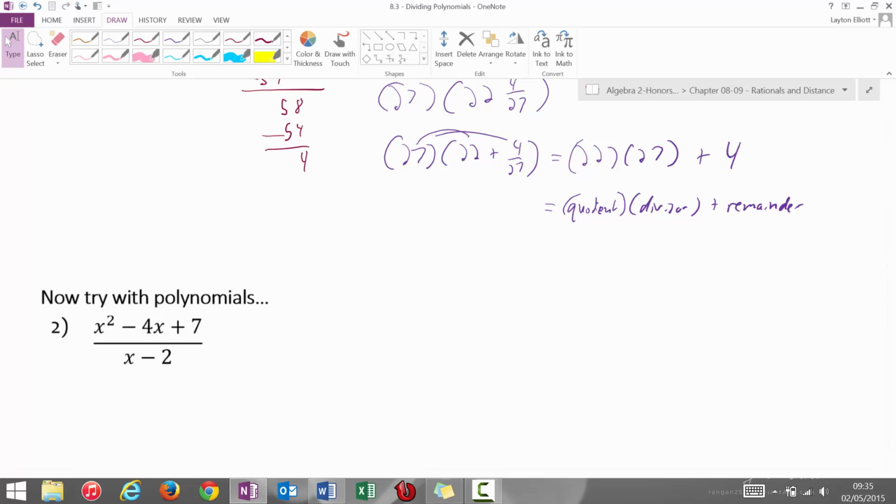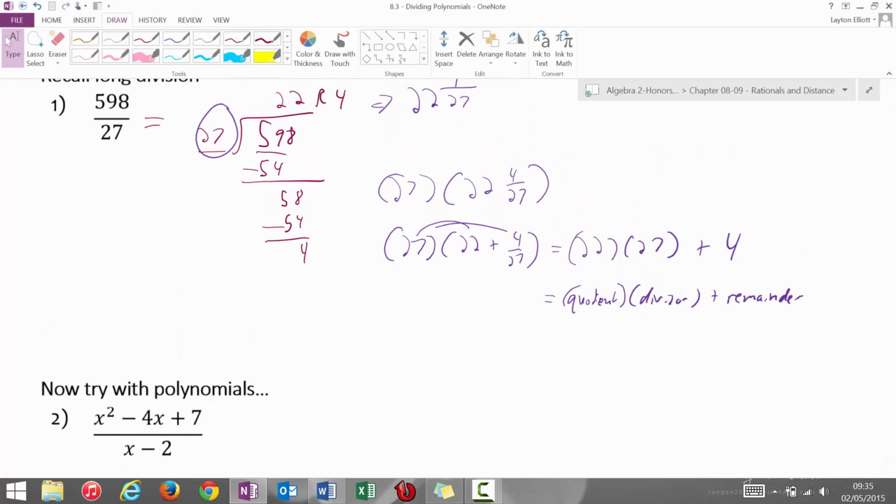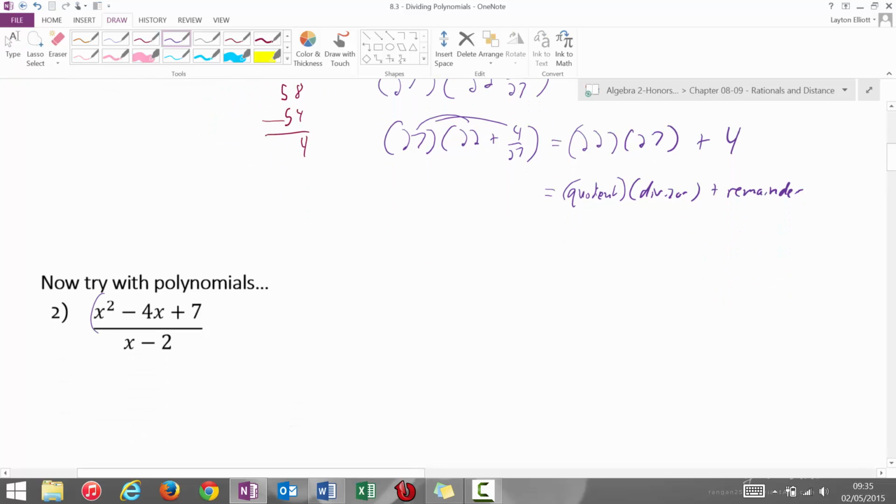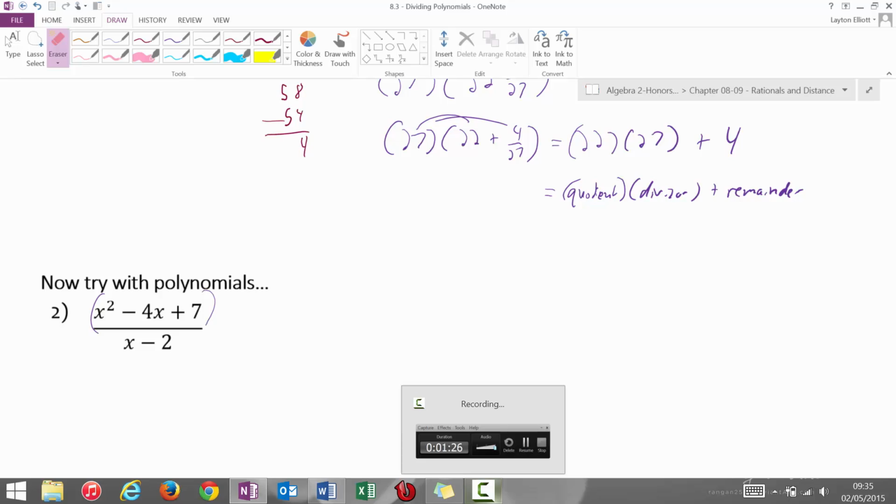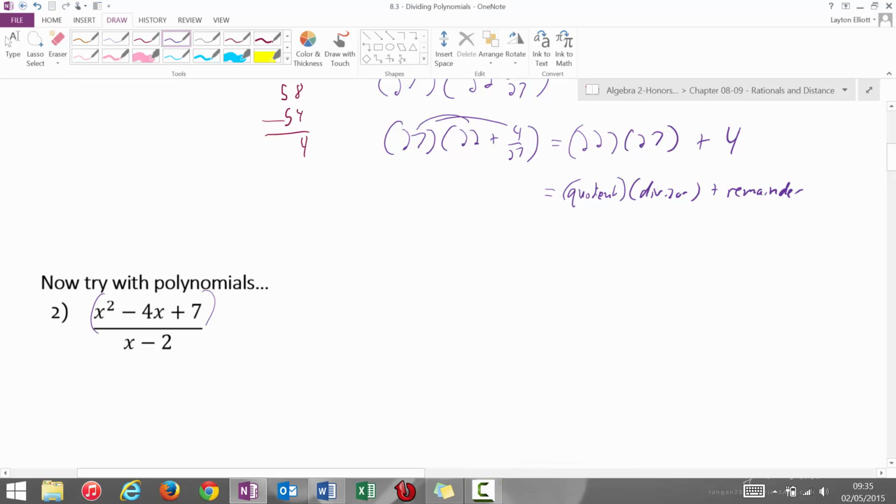Now let's do polynomials. We're going to do the same exact thing, but with polynomials. When I look at this one, this 2 does not factor into anything, and especially does not factor into something with an x minus 2. But I can still divide it and express this differently. So what I'm going to do is say x minus 2 is my divisor, and x to the second minus 4x plus 7 is my dividend.